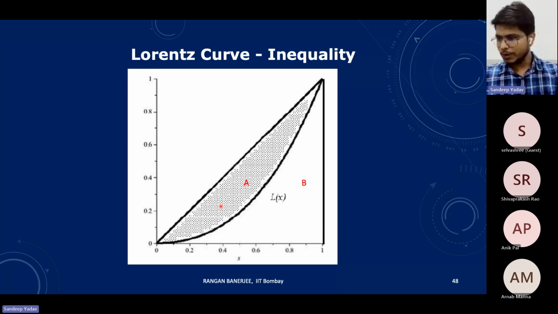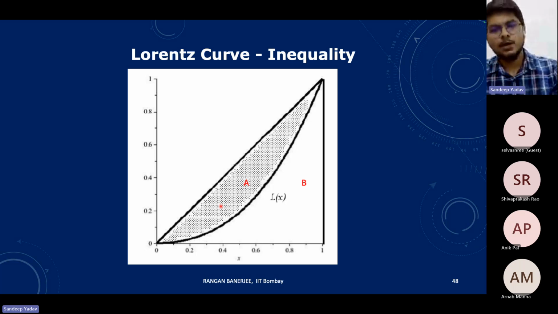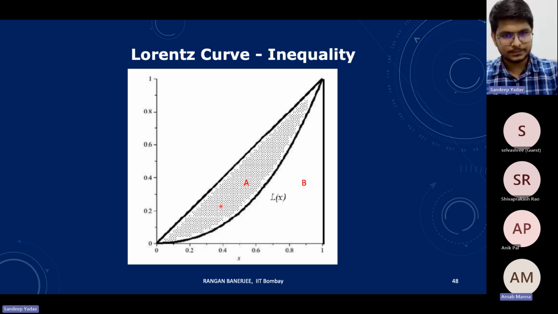I just wanted to ask one question here. How should the Gini coefficient be? Should it be more or should it be less? You can just unmute yourself if you want to answer. Ideally, should the Gini coefficient be more or less? More, sir. More. Why so?